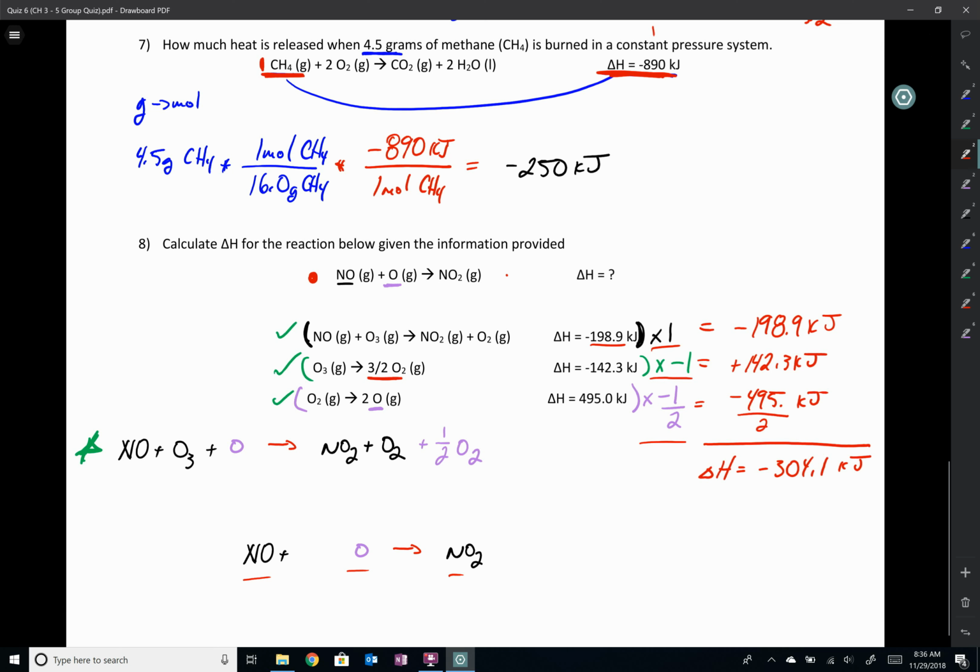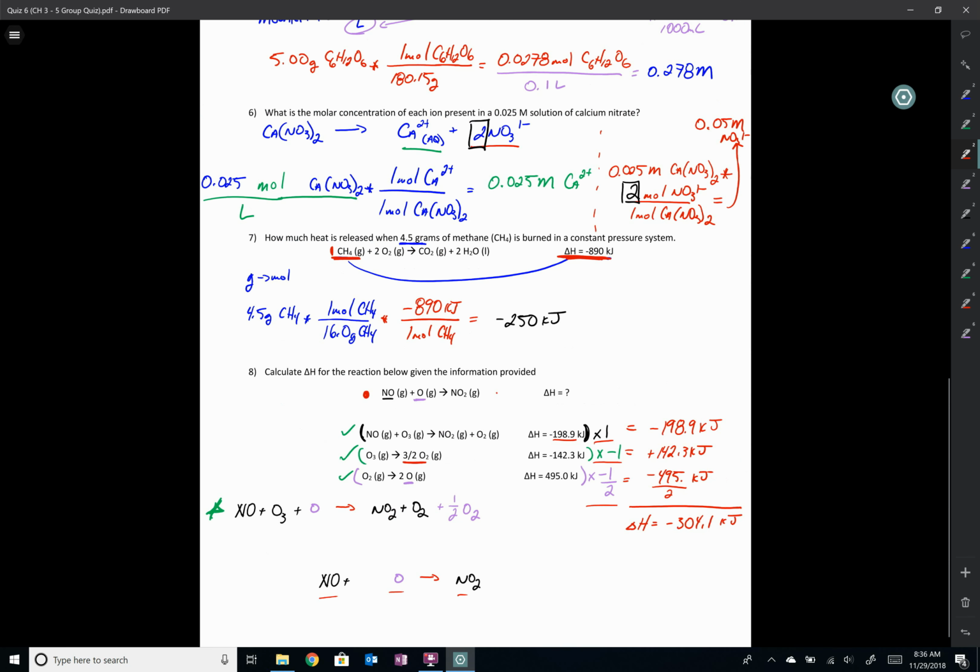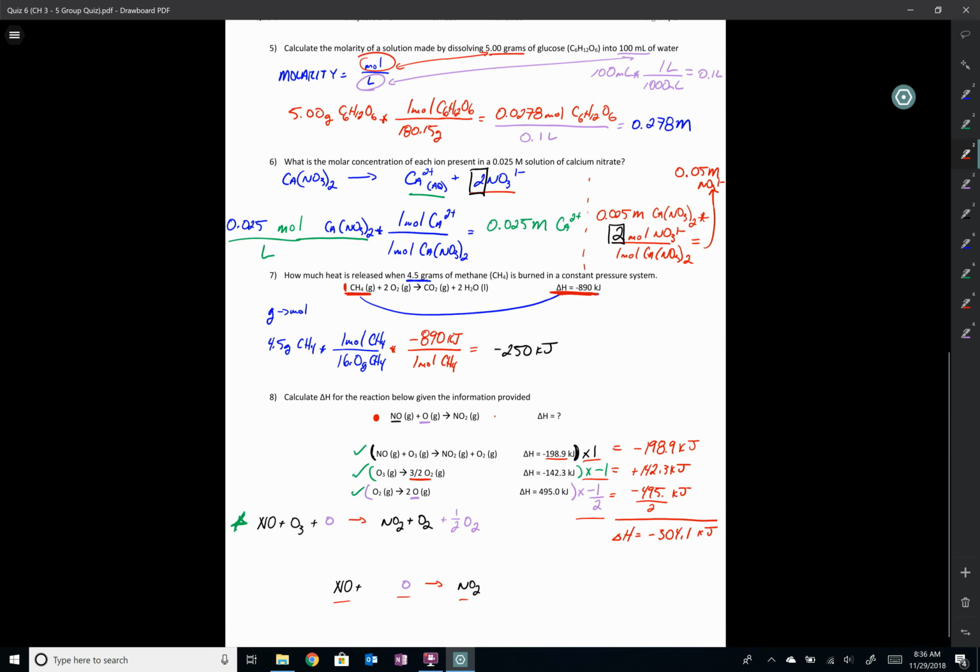So what can I say about Hess's law? Hess's law, you've got to approach it systematically. Find one piece at a time, and don't forget to come back and do your delta H at the end of your work. All right, I'm going to zoom out so you guys can see everything in here. And that is the end of quiz 6.